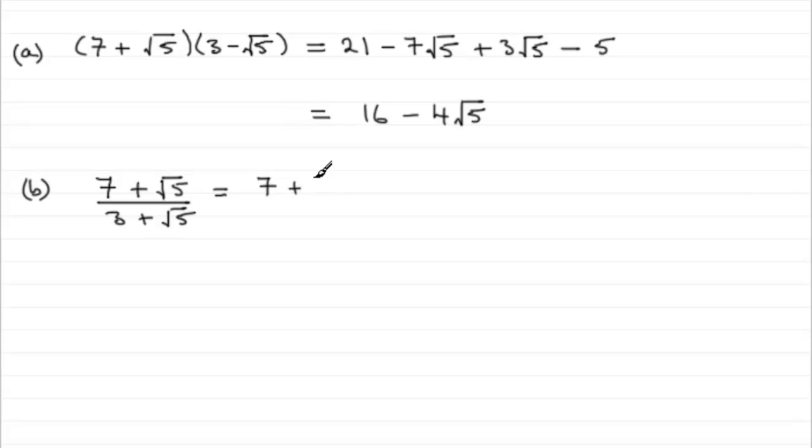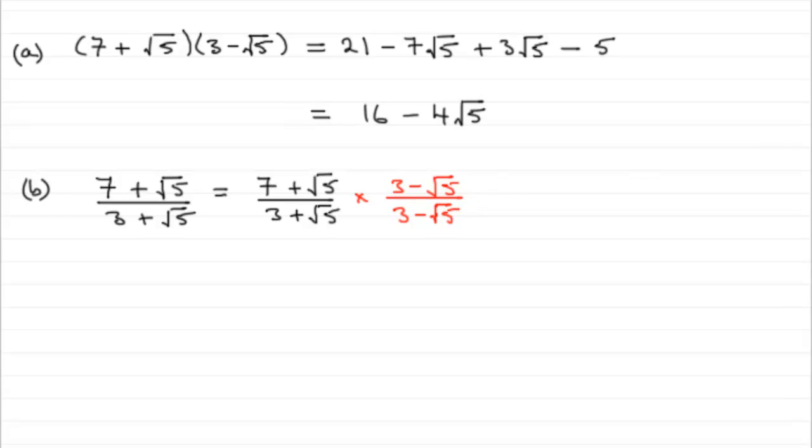Let's just write this down again. 7 plus root 5 all over 3 plus root 5. It's called rationalizing when we do this kind of thing. We effectively multiply this by 1, but our 1 comes from 3 minus root 5. Remember, you change the sign here in the middle. 3 minus root 5 over 3 minus root 5. So it's not going to change the value of this because we're multiplying it by 1, but it's going to change the appearance of it.